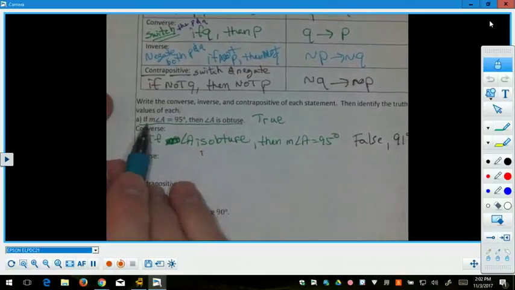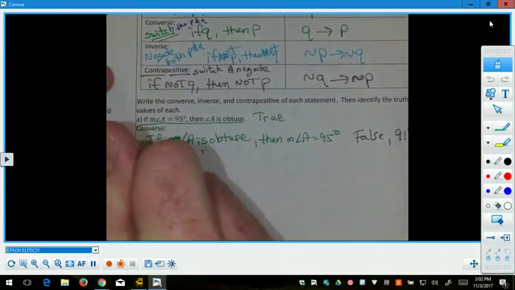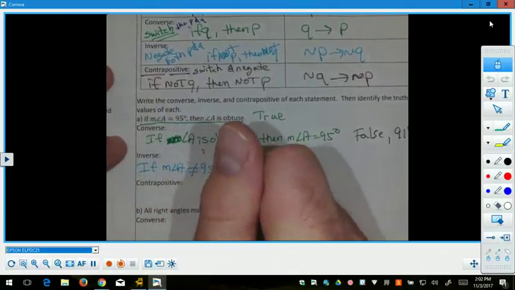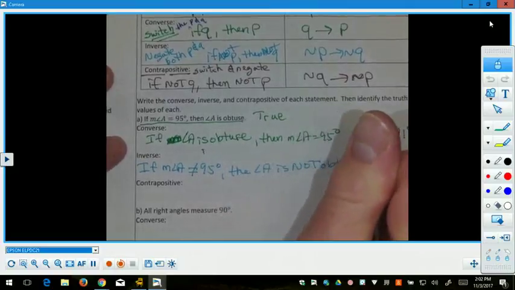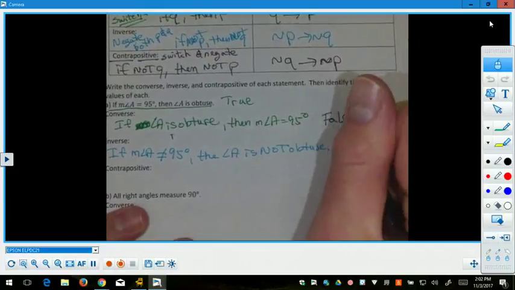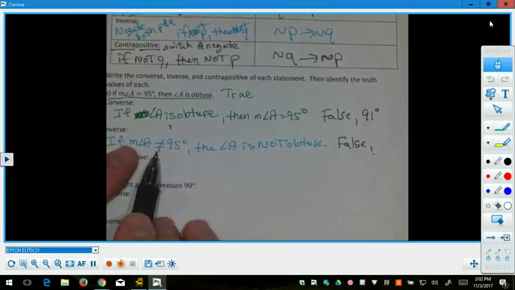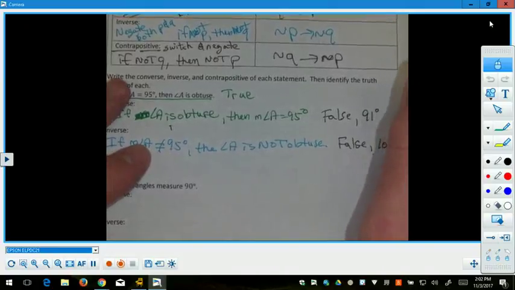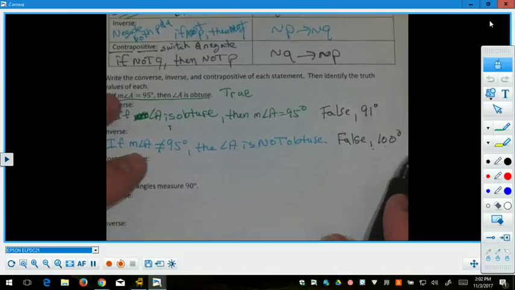The inverse is to take the original conditional statement and just negate both parts. If the measure of angle A does not equal 95 degrees, then angle A is not obtuse. Again, this is false because we can come up with a counterexample that isn't 95 degrees, but in fact is obtuse. We could again use 91 degrees or maybe 100 degrees. This 100 degrees is not 95 degrees, and it is obtuse.